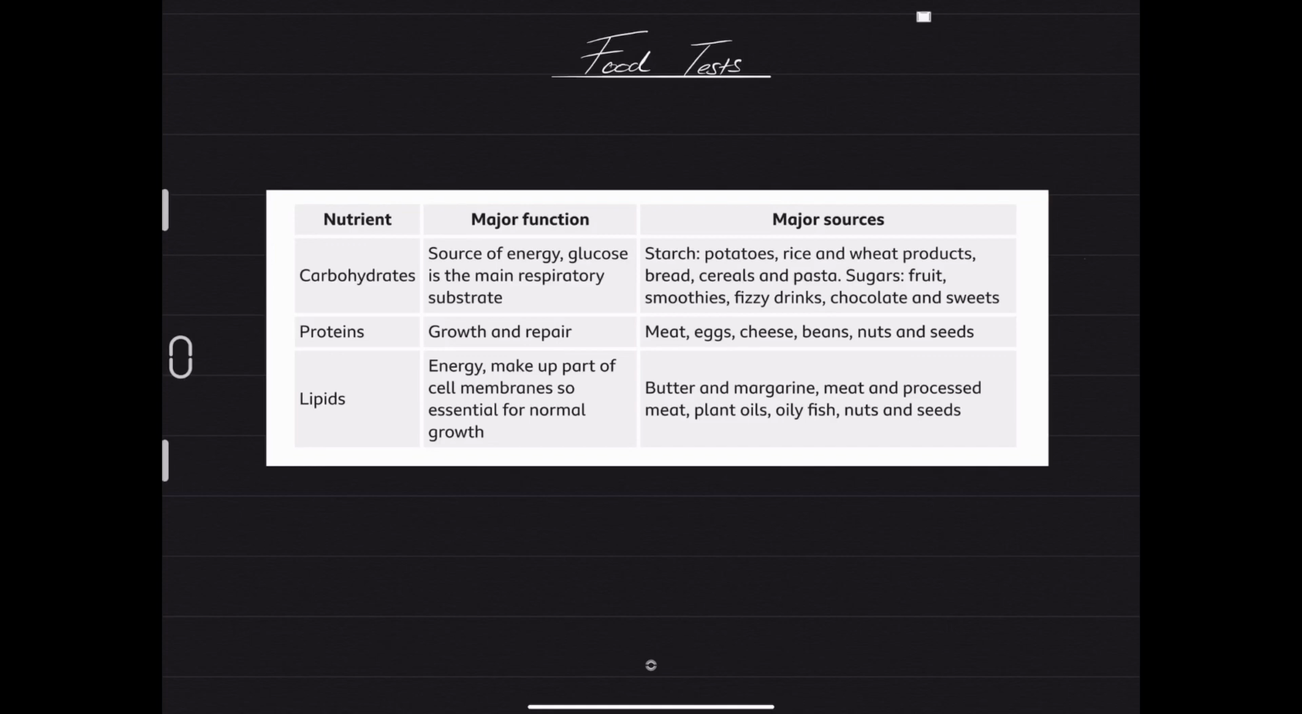And you do need to know at least a couple of sources for carbohydrates, proteins and lipids. So take a look at this table. If you're happy with all the knowledge that's been stated here, that's fine. You don't need to take anything down further. But if there's anything in this table that seems new to you in terms of where you can find carbohydrates, proteins and lipids, make a note of it and make sure it's clear.